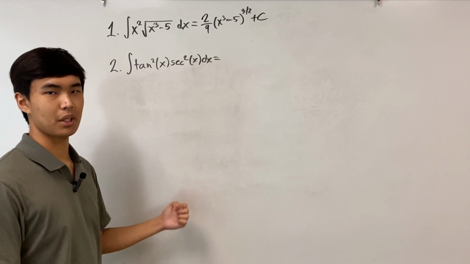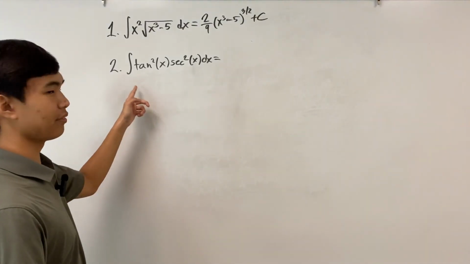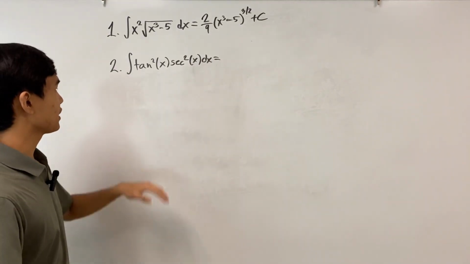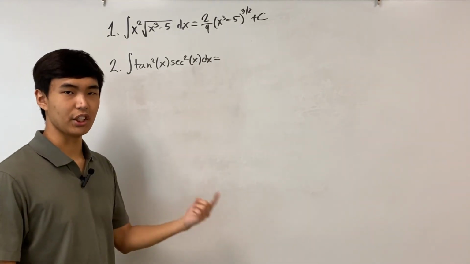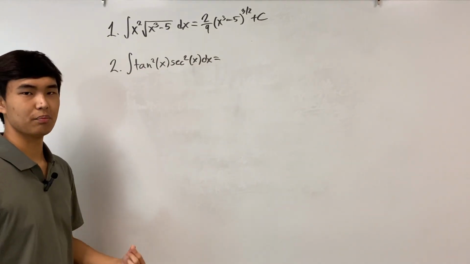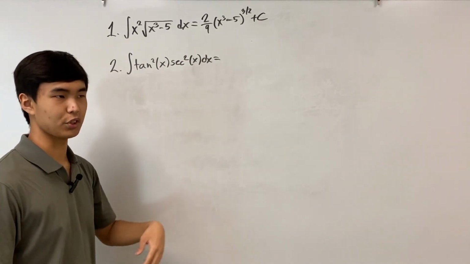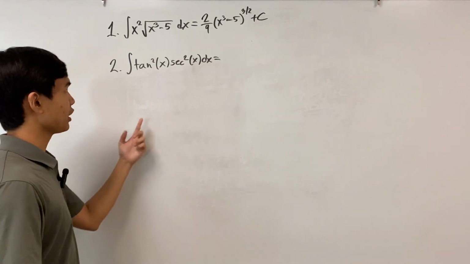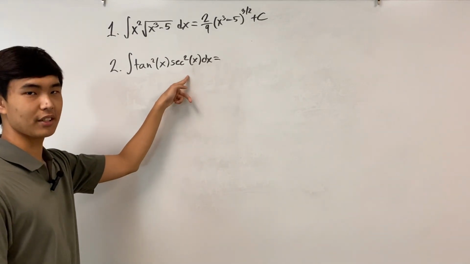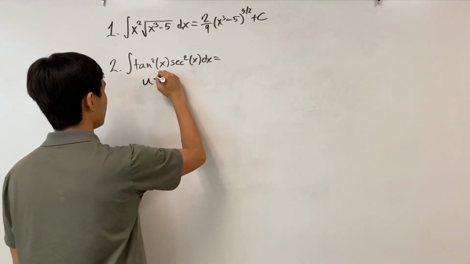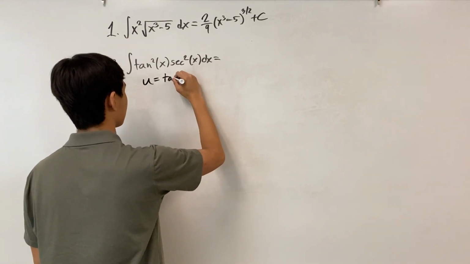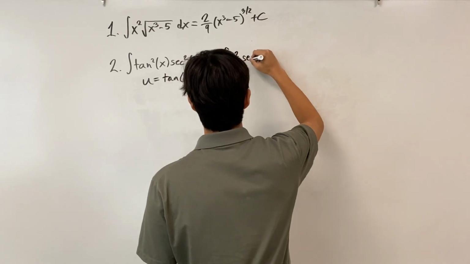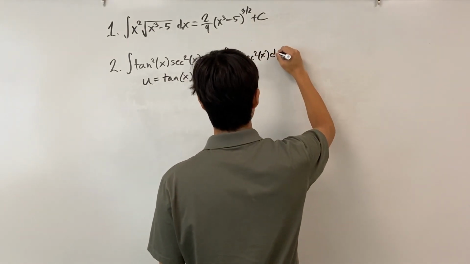Okay, time to do the second problem. We're asked to find the integral of tangent squared x, secant squared x, dx. But when you're doing a problem like this, you not only have to consider u, you also have to consider du, because you don't want too many things left over when you do a substitution. Well, I know that the derivative of tangent x is secant squared x, and we already have this here. So let's try u equals tangent x. So this becomes the integral of u squared secant squared x dx.